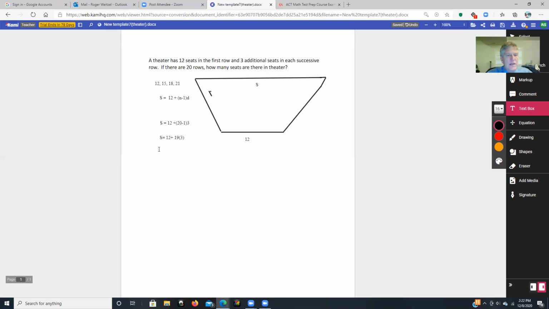So we're going to get 19 times 3. So now the number of seats in the last row will be 12 plus 19 times 3. What is 19 times 3? It equals 57. So we take 12 plus 57, and we know that the number of seats in the last row is going to be 69.